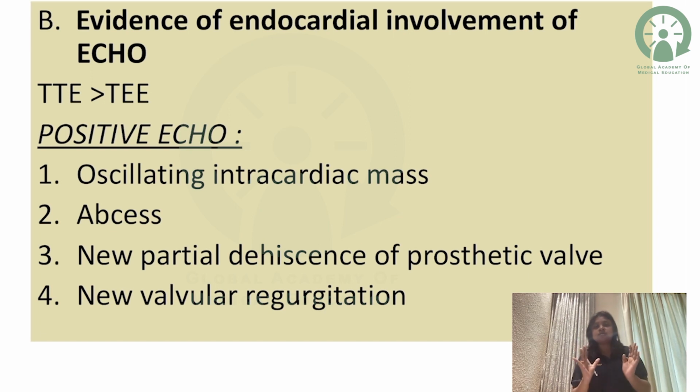But overall, if you're asked that for endocardial assessment in infective endocarditis, what is the investigation of choice? The answer will be echocardiography. And if more specific questions are asked, the answer will be transthoracic echocardiography. So what are the positive echocardiographic criteria for infective endocarditis? Number 1 is the oscillating intracardiac mass. Number 2 is the abscess, new partial dehiscence of prosthetic valve, and new valvular regurgitation. So we have these 4 criteria which are echo criteria of infective endocarditis.